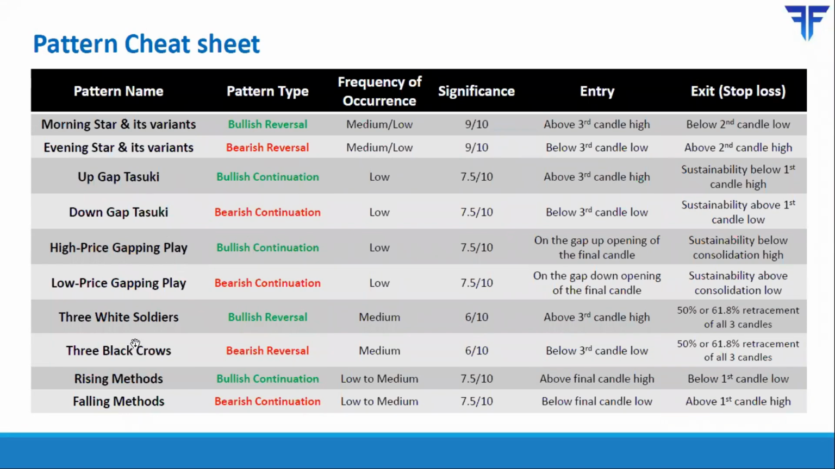Then we talked about the three white soldiers and three black crows. As I said, they can appear either as reversal patterns or as continuation patterns, but they tend to work out very well when they appear as reversal. But because by the time these patterns complete, a significant portion of move is already underway, you need to look at other parameters as well, such as volume and stuff like that, and then take a decision accordingly.